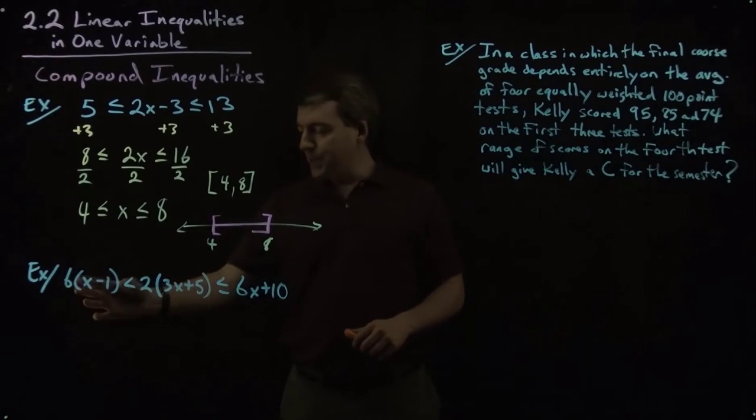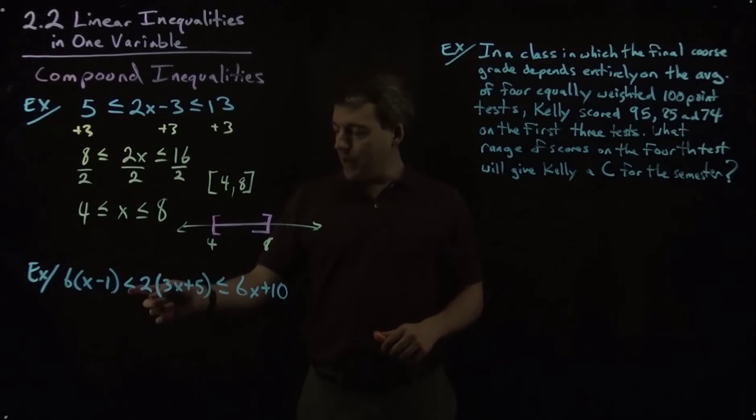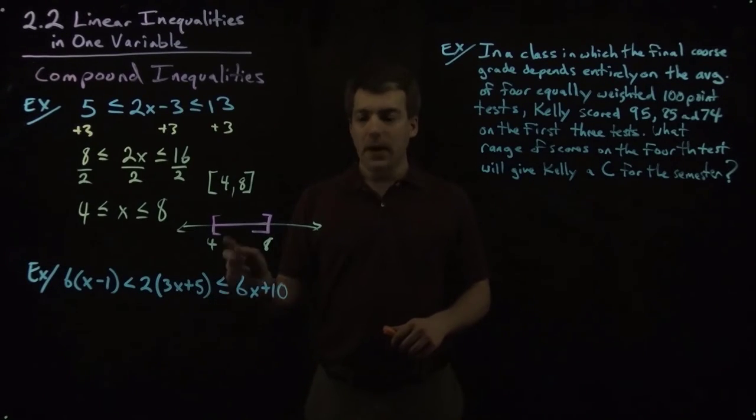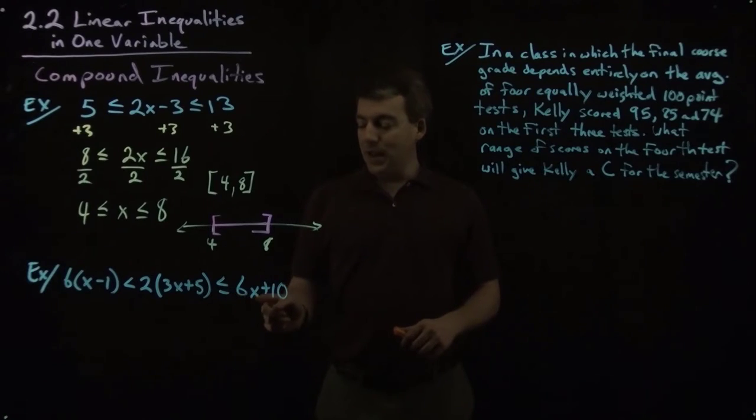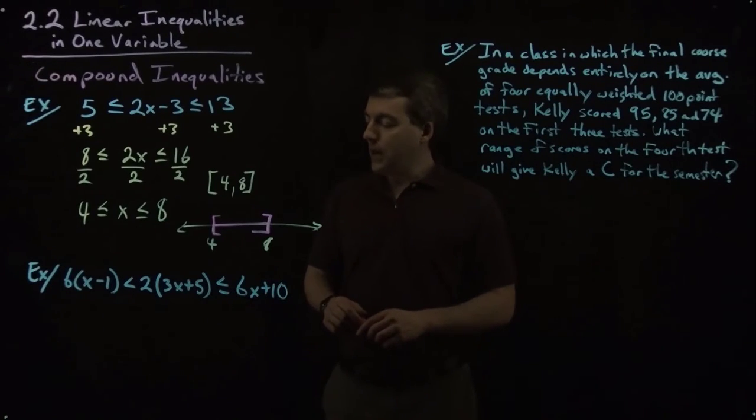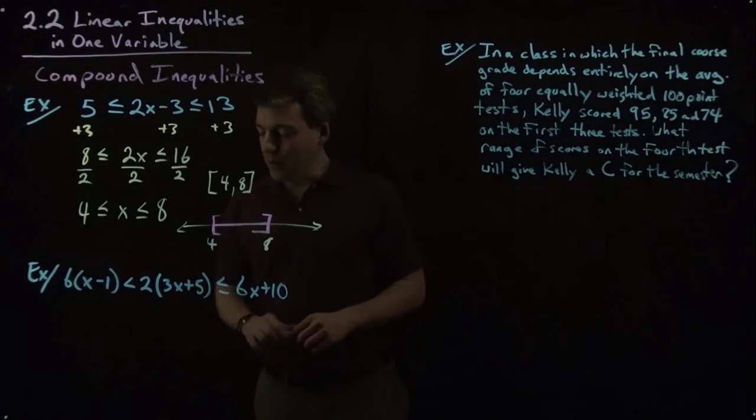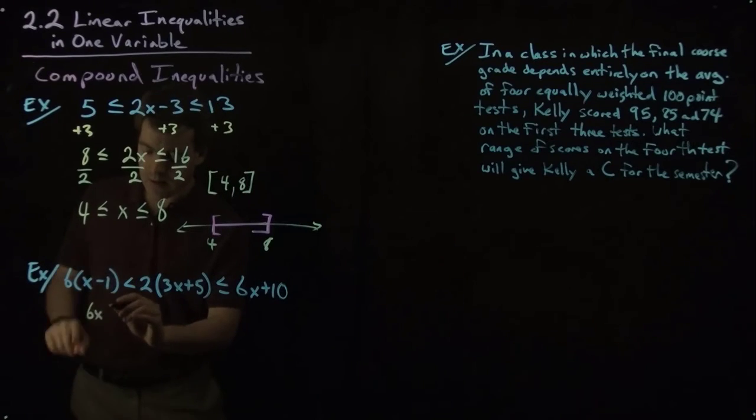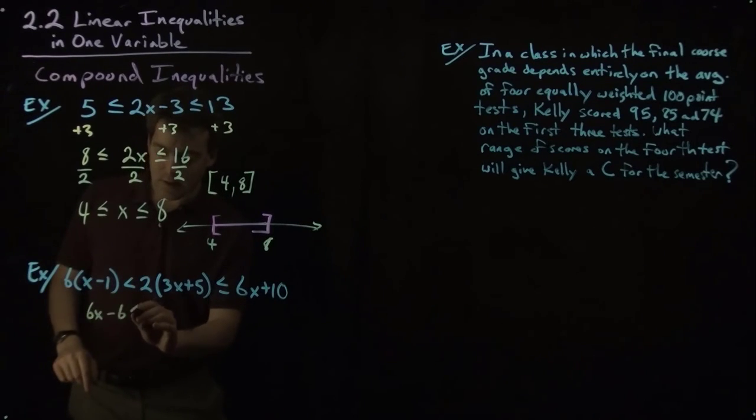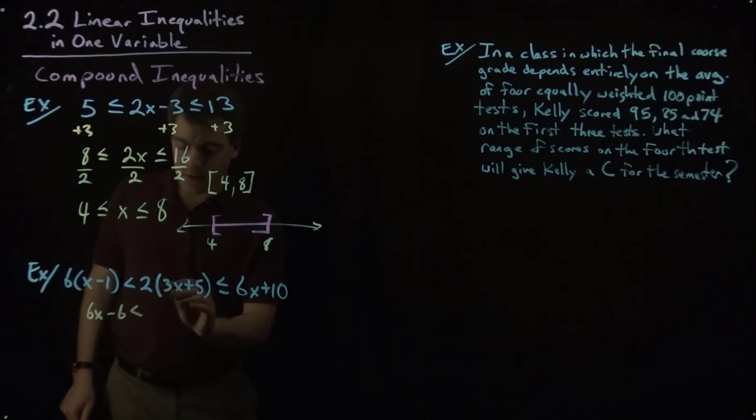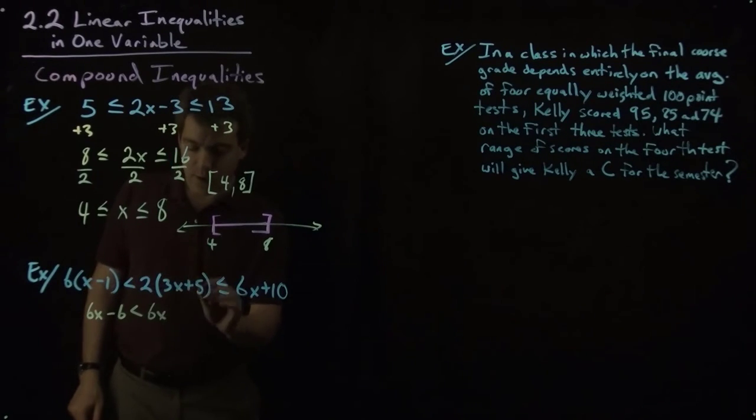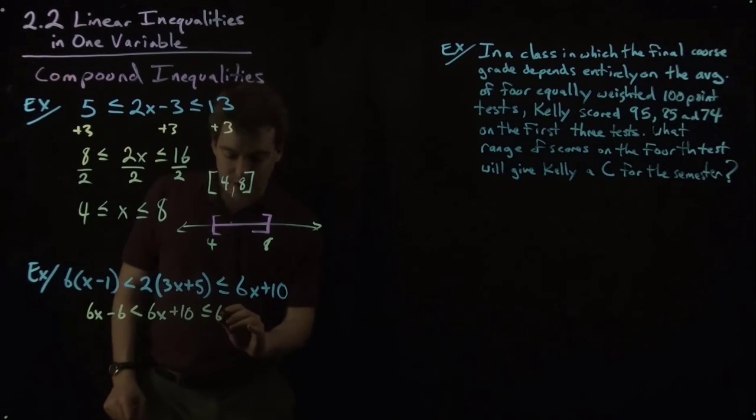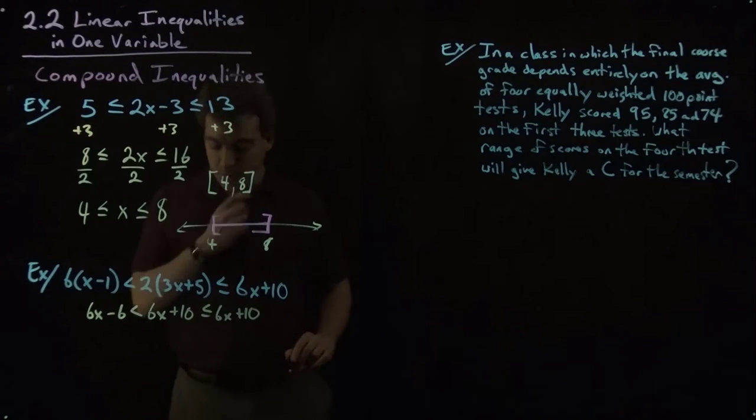Let's look at this one. So here we have 6 times the quantity, x minus 1, is strictly less than 2 times the quantity, 3x plus 5, is less than or equal to 6x plus 10. Okay. So the first thing we want to do is get rid of these parentheses. So we'll distribute. So 6 times x is 6x. 6 times 1 is negative 6, less than 2 times 3x is 6x. 2 times 5 is 10, less than or equal to 6x plus 10.